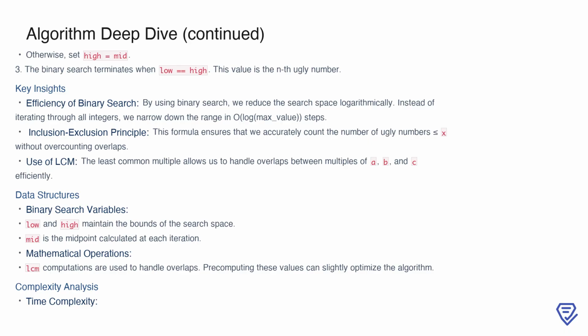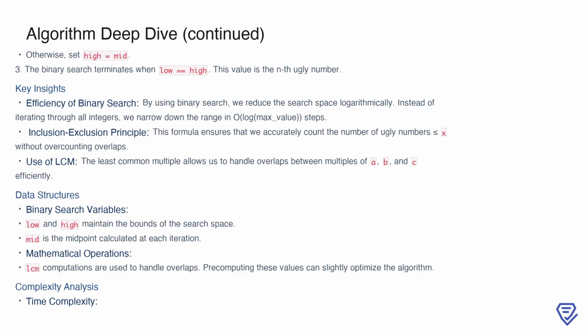At each step, we calculate the midpoint, mid equals (low + high) // 2, and use the count formula to determine how many ugly numbers are less than or equal to mid. If the count is less than n, it means the nth ugly number must be greater than mid, so we adjust the lower bound to low equals mid plus 1. Otherwise, we adjust the upper bound to high equals mid. This process continues until the lower and upper bounds converge, at which point low will contain the nth ugly number.